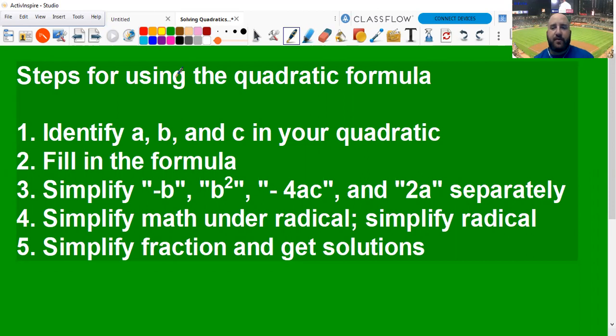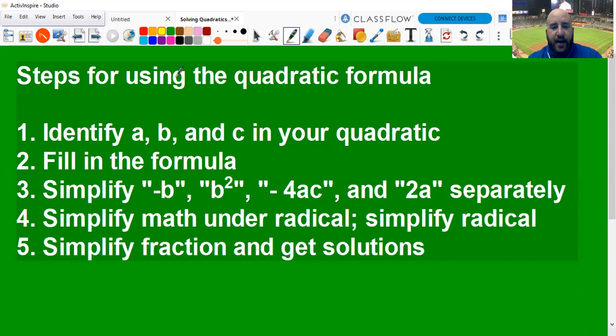If I really wanted to get particular, it would be about 12 or 13 steps. Maybe not quite that many, but a lot more than 5, and the list would be a lot longer. So simplify negative b, b squared, negative 4ac, and 2a separately. You'll be left with 4 numbers: negative b in front of the plus or minus, your square root symbol, two numbers underneath that, divided by a number in the denominator.